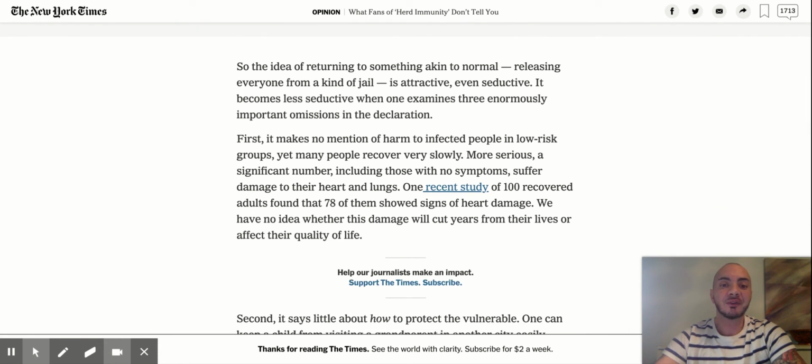So the idea of returning to something akin to normal, releasing everyone from a kind of jail, is attractive, even seductive. It becomes less seductive when one examines three enormously important omissions of that declaration. And so there's our introduction.